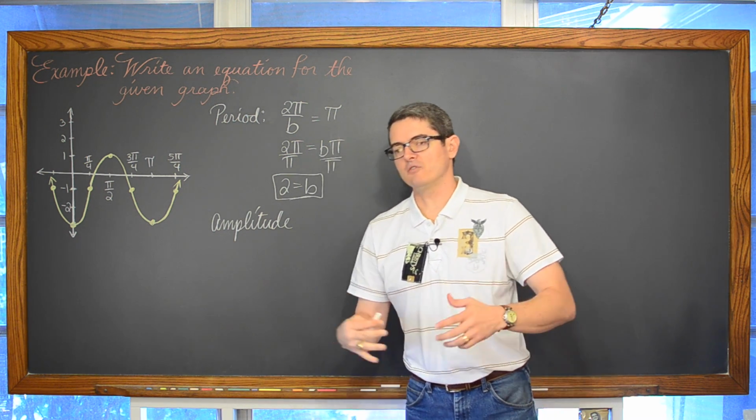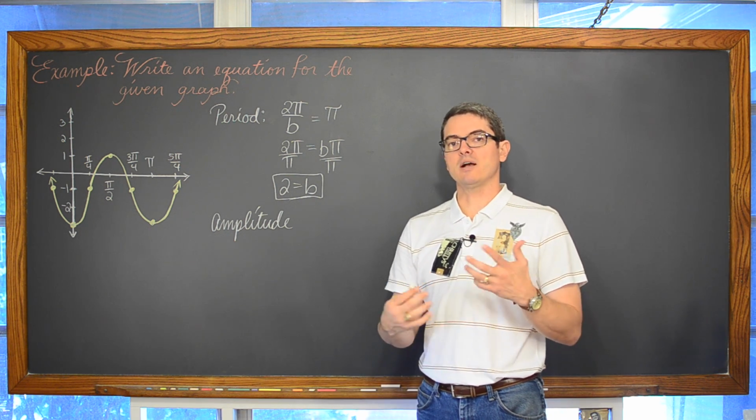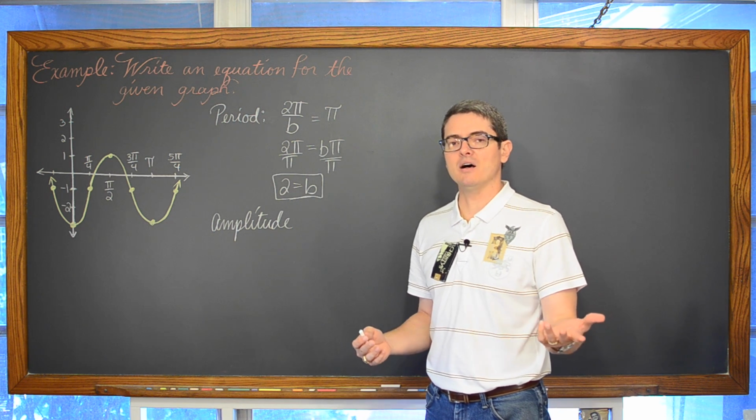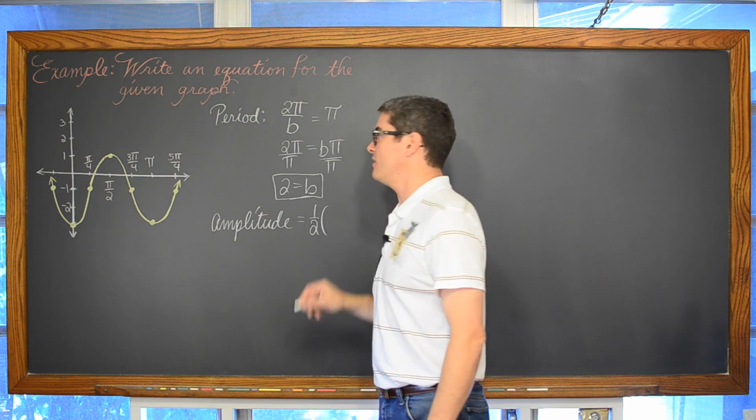I guess I could get fancy and use some absolute value functions and do some kind of subtraction with the max and mins. But if you put the max first, you're always going to get a positive answer. So the amplitude is going to be 1/2 of the overall height.